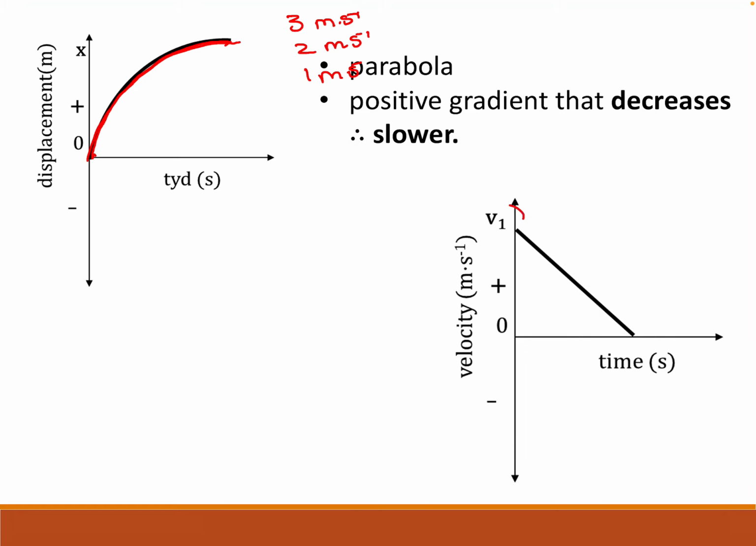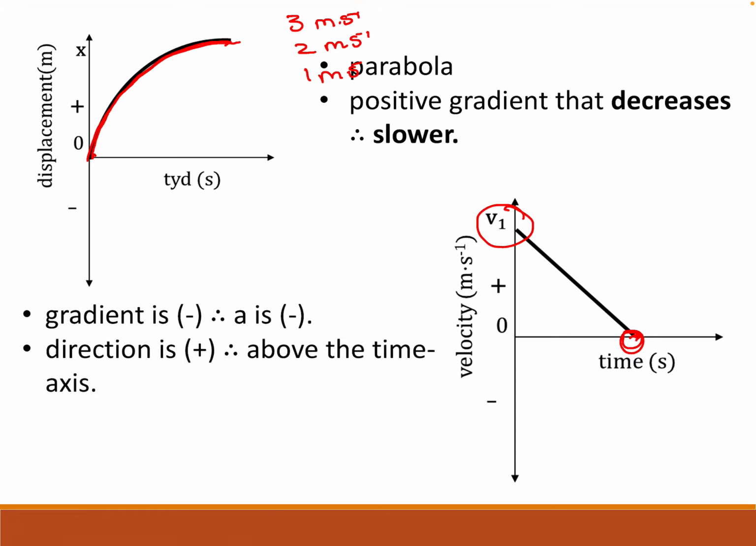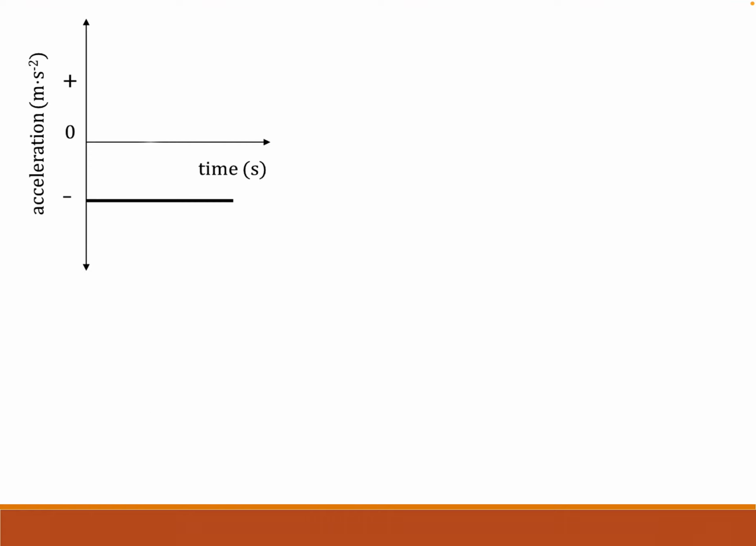Your velocity now goes from a big velocity to maybe 0, maybe not. It depends on the question. But if it goes to 0, obviously it has stopped. And then you can see this is a negative gradient. And just like all before, you get the gradient to give you the acceleration. So, acceleration now is below the graph. It's a minus value, and that's okay.